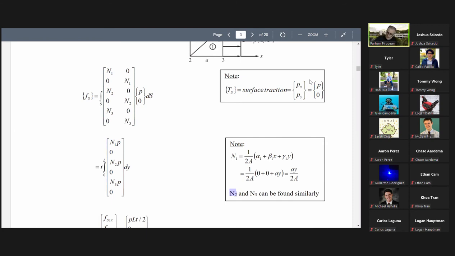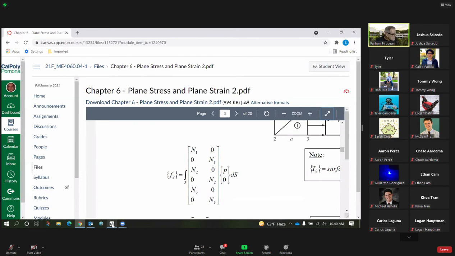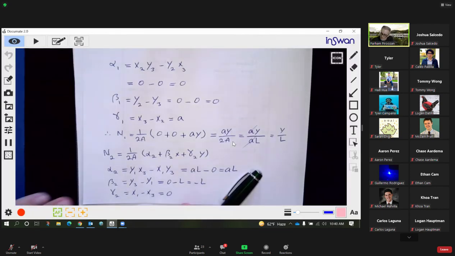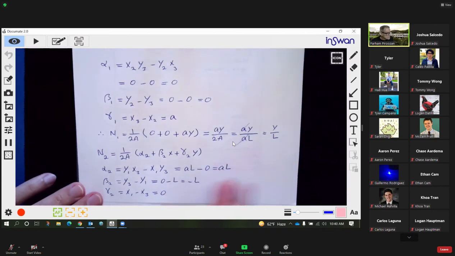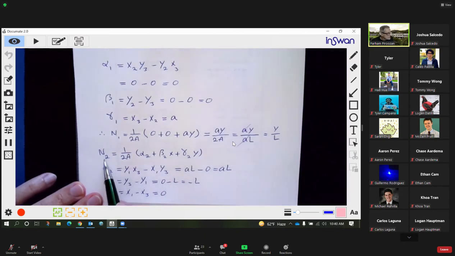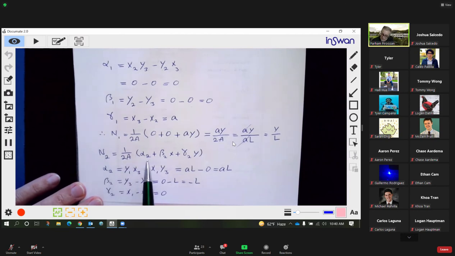All right, anyone got the answer for N2? Are you still working on this, or has anyone got the answer? Anyone? The question was to find N2. This is what I did also here. N2 is 1 over 2A times alpha 2 plus beta 2 x plus gamma 2 y.